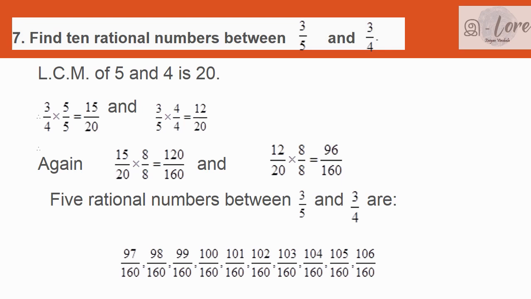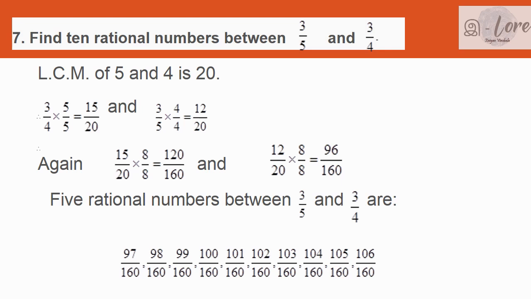Now the next one. Find 10 rational numbers between 3 by 5 and 3 by 4. The LCM of 5 and 4 will be 20. The first term is multiplied by 5 by 5, and the second term is multiplied by 4 by 4. Multiplying with 5 by 5 and 4 by 4, we get 15 by 20 and 12 by 20. So again the resultant is 120 by 160 and 96 by 160.